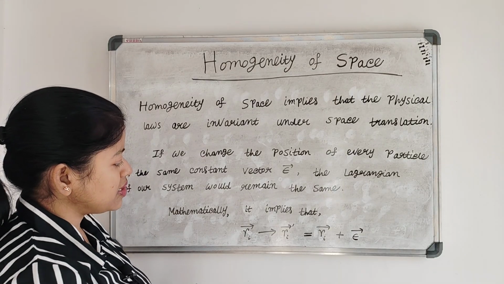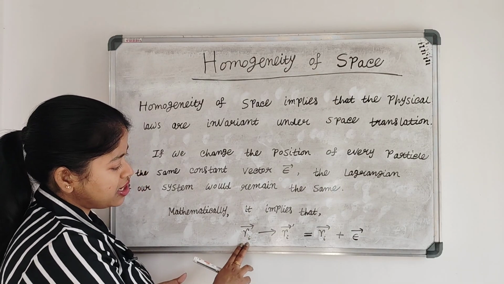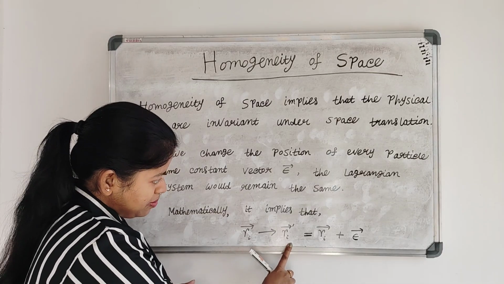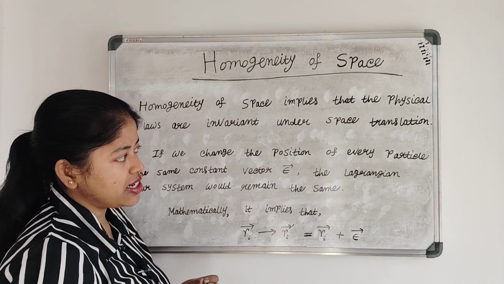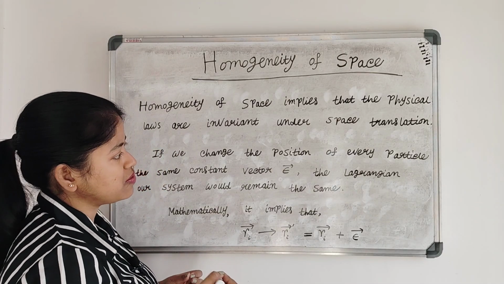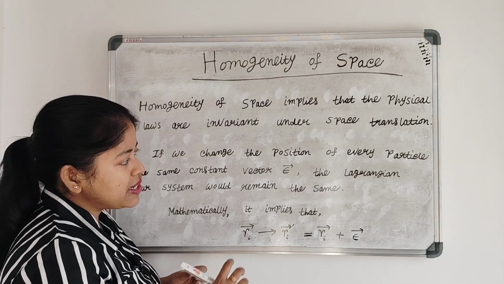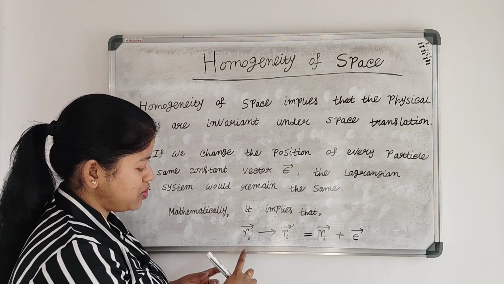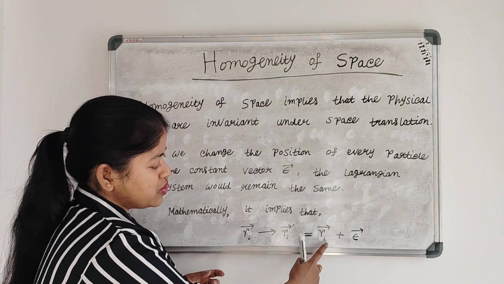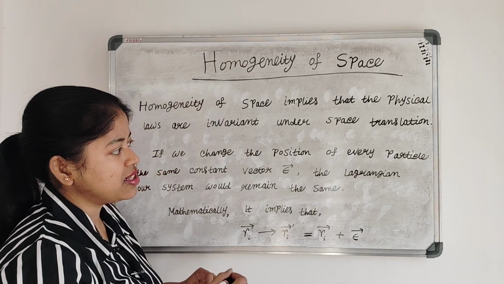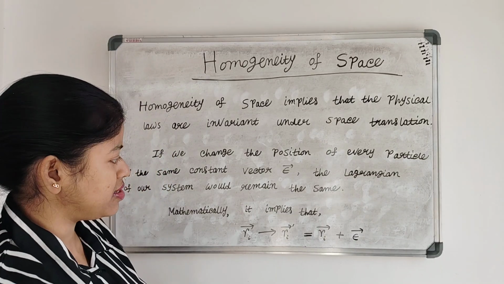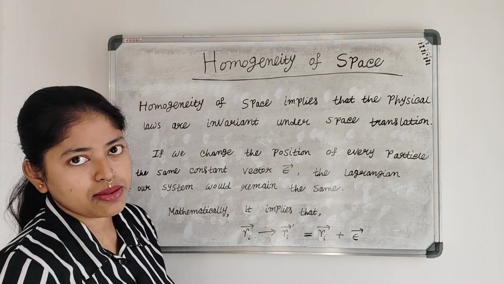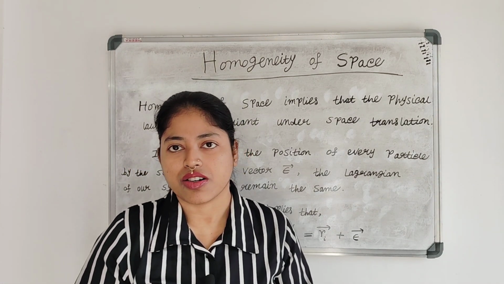Mathematically it implies that if we change Ri to Ri prime, that means if we change the position Ri of every particle by a constant vector epsilon, so Ri goes to Ri plus epsilon, then the Lagrangian L of the system would remain the same. This is the main concept.